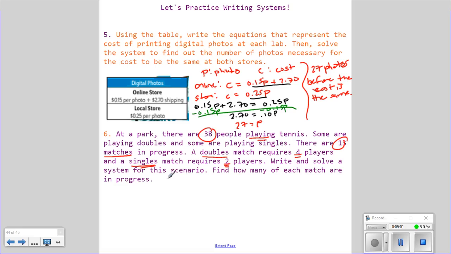So we're going to need our unknowns. Our unknowns in this situation are singles, so I'm going to use S for single, and doubles, so D for doubles. Because at the end of the day, that's what we're going to want to know: how many single matches are in progress? How many doubles matches are in progress?